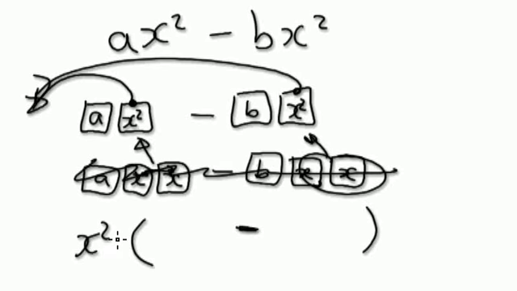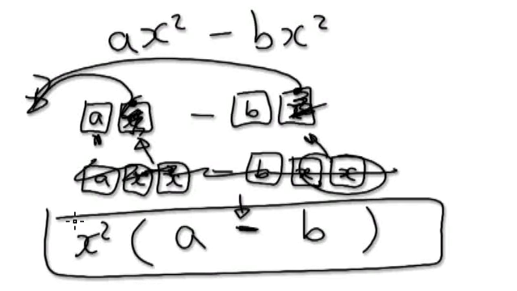So it would be this x squared, and then what's left is the a, and when you take the x squared out, what's left is the b. Remember, it's a minus here. So this would be your final answer. This is the highest common factor, if you like. So you can actually take the x squared out.